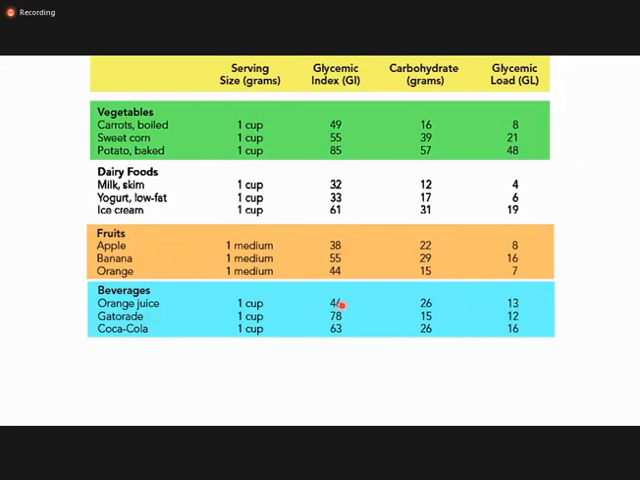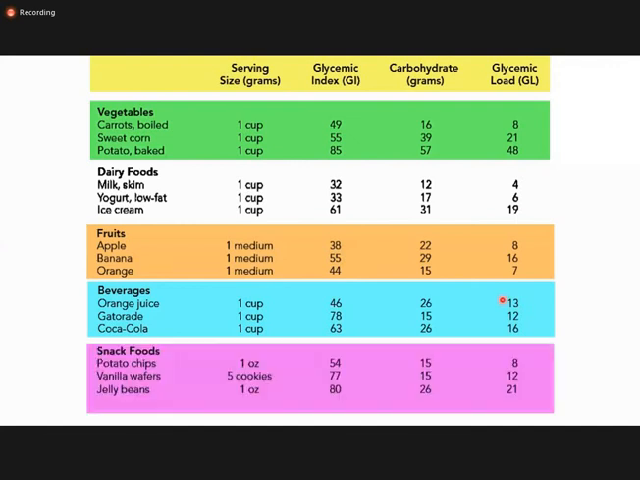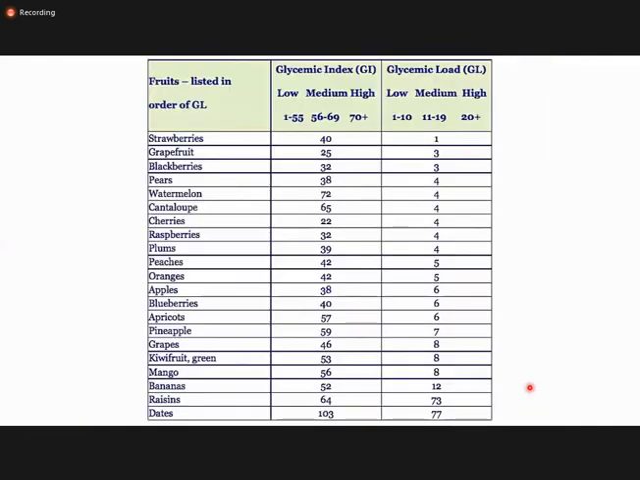The orange juice, as you can see here, the glycemic index is 46. If you compare with the orange itself, the orange glycemic index is 44, whereas the orange juice glycemic index is 46, but its glycemic load is much higher as compared to the orange itself, that is 13. Snacks, potato chips, glycemic load is 8, whereas jelly beans is very much higher, that is 21. Wafers, snacks, much higher glycemic load. So these are not really healthy food items that can increase the blood glucose concentration very rapidly.